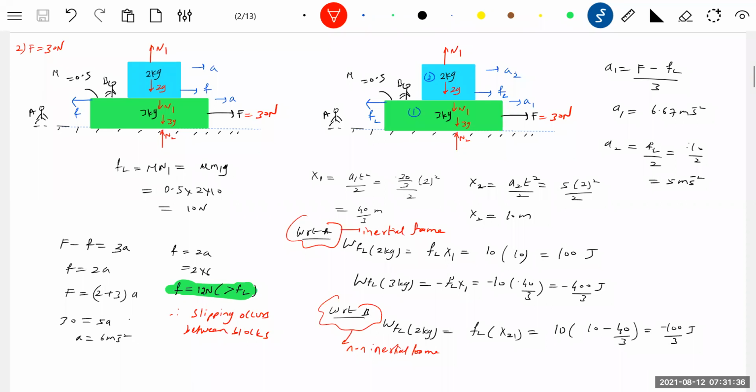Are you getting that one? In which frame? Because the work done depends on the frame of reference. Is it on the block? Is it on the ground? Like that, we have to be alert. That's what this question is telling us. It's a very basic and fundamental one. It's not like a numerical.